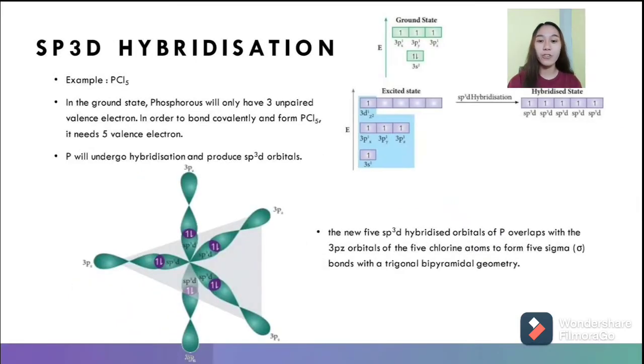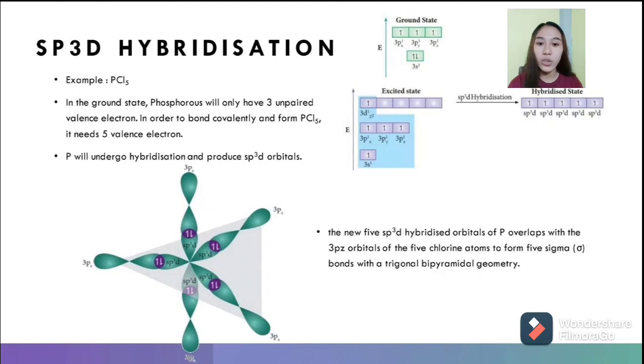The next type of hybridization that we will tackle in this video is the sp3d hybridization, and we will take phosphorus pentachloride as our example. Phosphorus here is our central atom. So we will look at the ground state of phosphorus and see that it has a paired electron in its 3s orbital and 3 unpaired electrons in its 3p orbital.